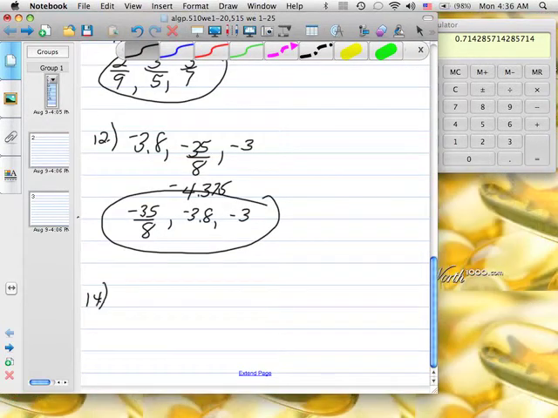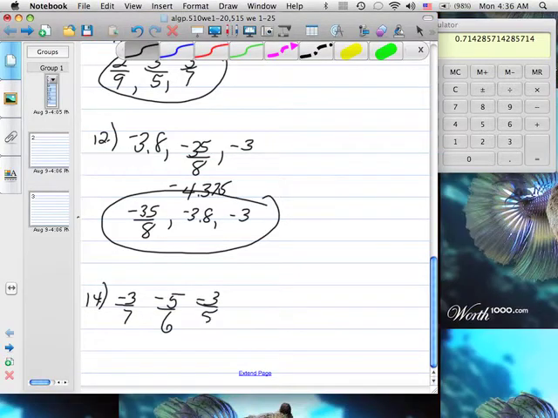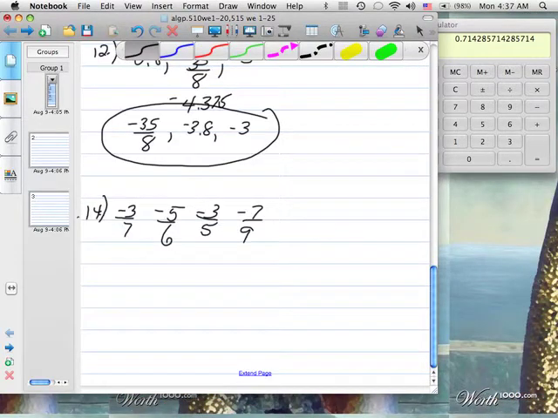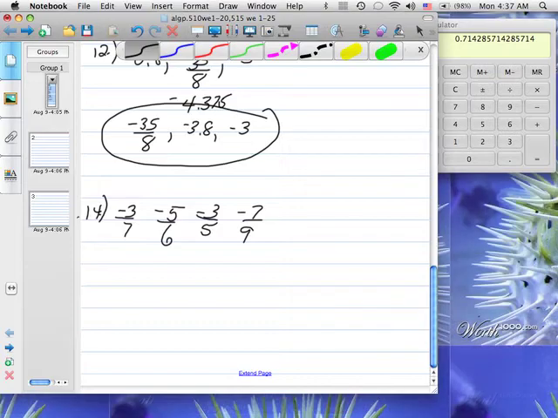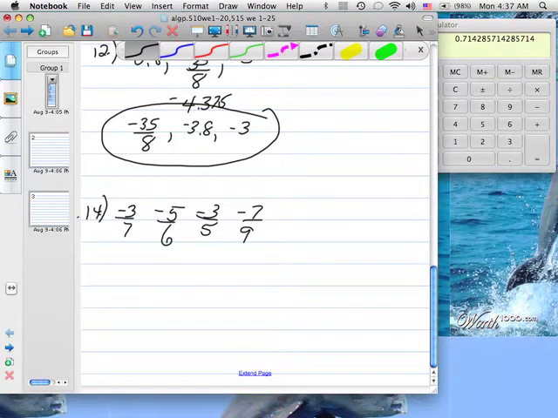Problem 14, we have negative 3/7, negative 5/6, negative 3/5, and negative 7/9. Again, it might be possible just to compare them by looking at them. We know negative 5/6 and negative 7/9 are going to be some of the smallest, where these two are going to be the largest, since they're the smaller fractions without the signs. But we can go ahead and change them.